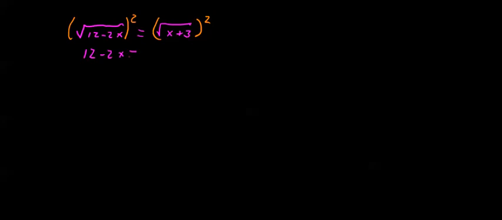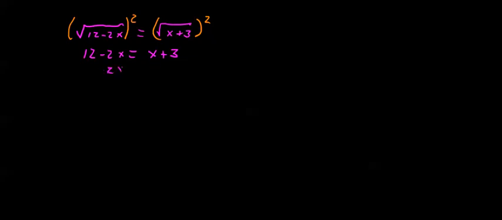Let's start off with the square root of 12 minus 2x equals the square root of x plus 3. We begin by squaring both sides. And we end up with 12 minus 2x equals x plus 3. And now we solve this linear equation.